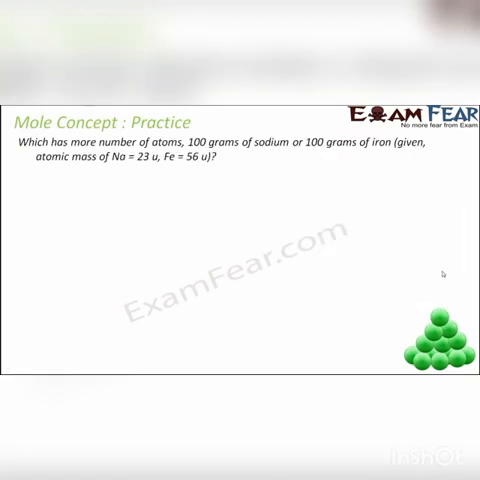Okay. The question is, which has more number of atoms? You take 100 grams of sodium in one place, 100 grams of iron in another place, and the atomic mass is given. So to find the more number of atoms, we can just find which has higher number of moles, because number of atoms is directly proportional to mole. We have seen that 6.023 into 10 to the power 23 atoms is 1 mole. So let's find the moles in both cases.